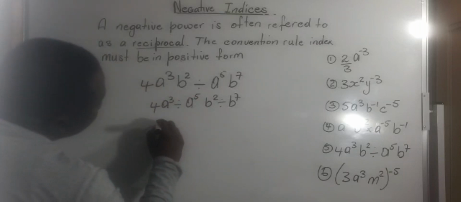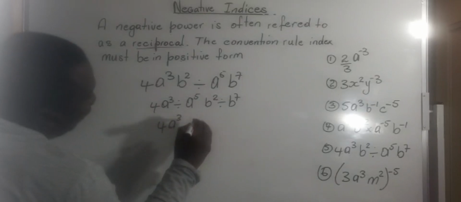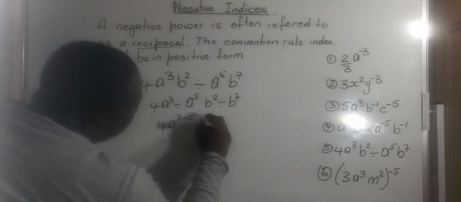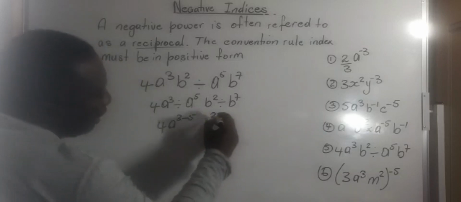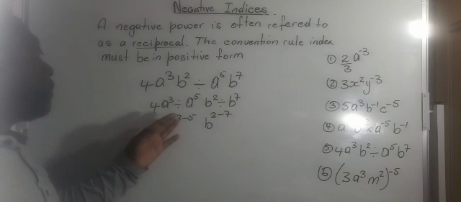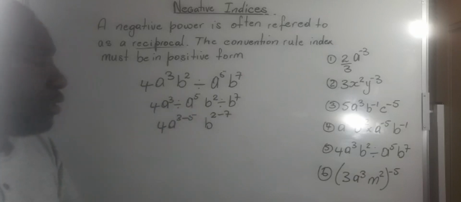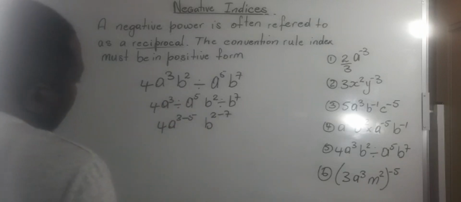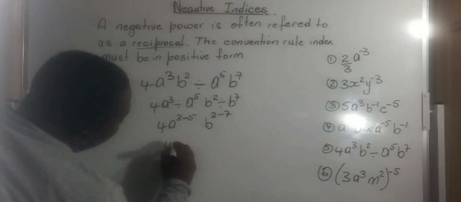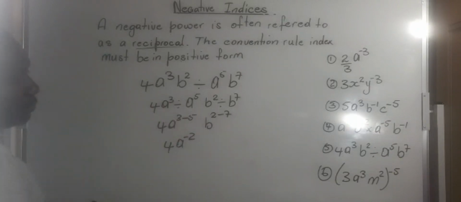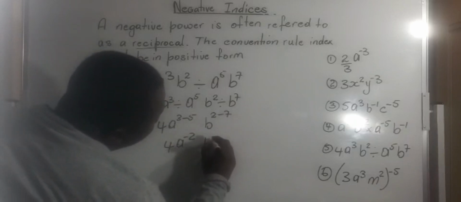In this case, 4a to the third, and I'm subtracting 5. B to the second, and I'm subtracting 7. Remember guys, I'm just following the rules. The rule in this case is division. We are subtracting the indices. Therefore, this will give us 4a. 3 minus 5 will give us negative 2. 2 minus 7 will give us negative 5.